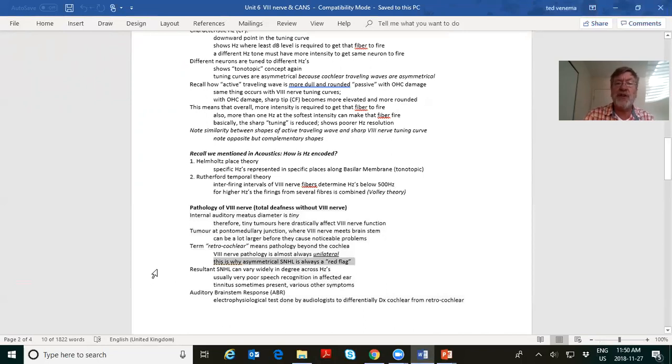The resultant sensory neural loss from an eighth nerve tumor can vary widely in degree across frequency. So it doesn't have to be a big hearing loss. It can be a slight hearing loss of about 20 decibels maybe. The other ear is normal.